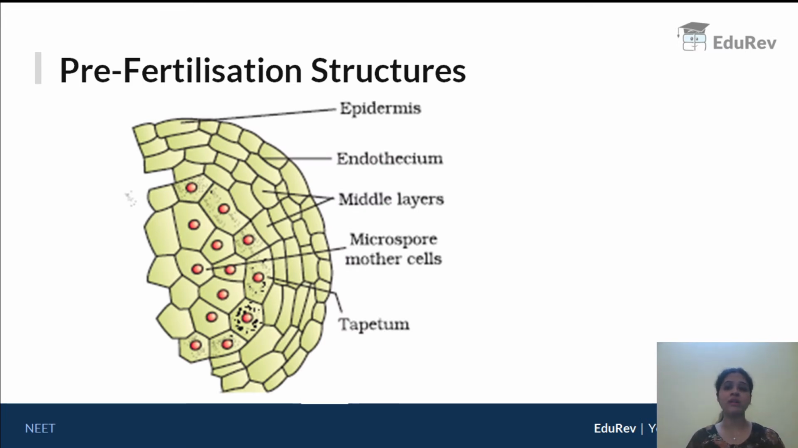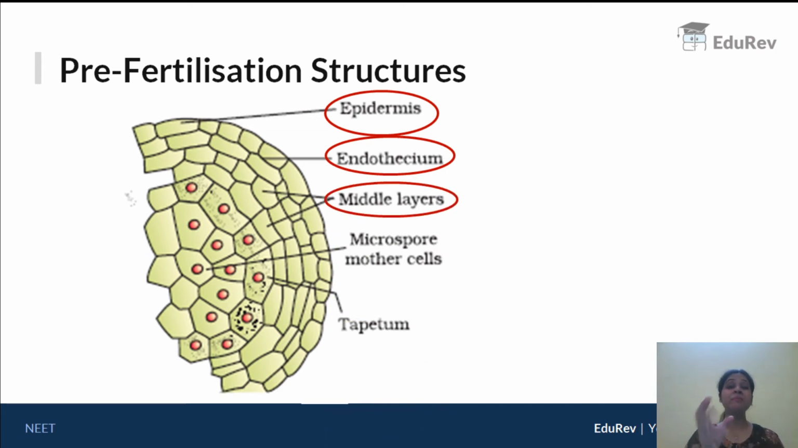The first wall layer is called the epidermis. It is a single layer on the outermost part. The second layer is called the endothecium. This is also single layered. The third is the middle layers. These middle layers range between 1 to 3 depending upon the species that we're talking about.